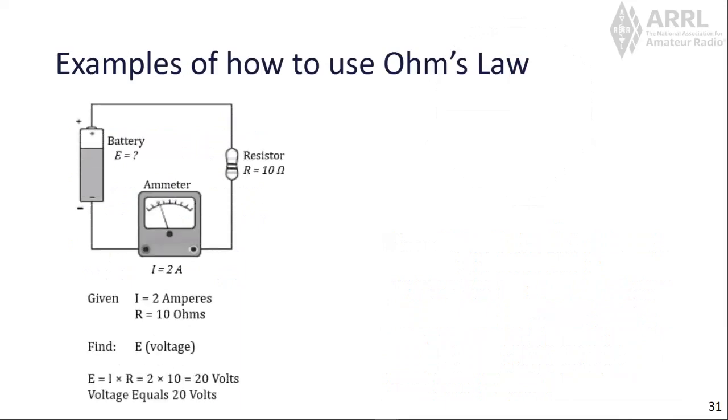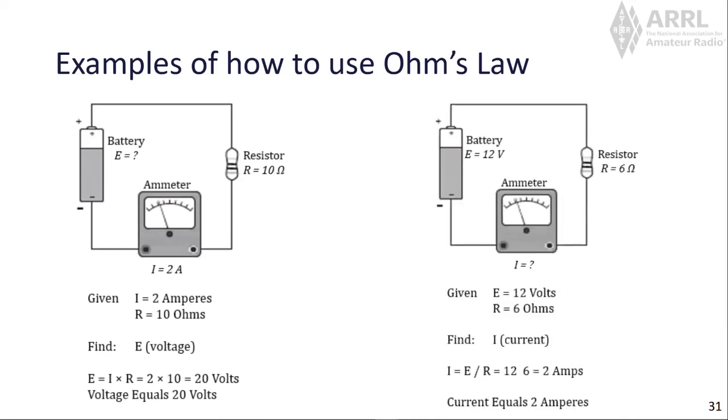Examples on how to use Ohm's law. All right, so we have a simple series circuit, battery. Voltage is unknown. We're going to want to find the voltage, E. The resistance is 10 ohms, and the current is 2 amps. If you use the circle and you cover the E, then the formula would be I times R, or 2 times 10, which is 20 volts.